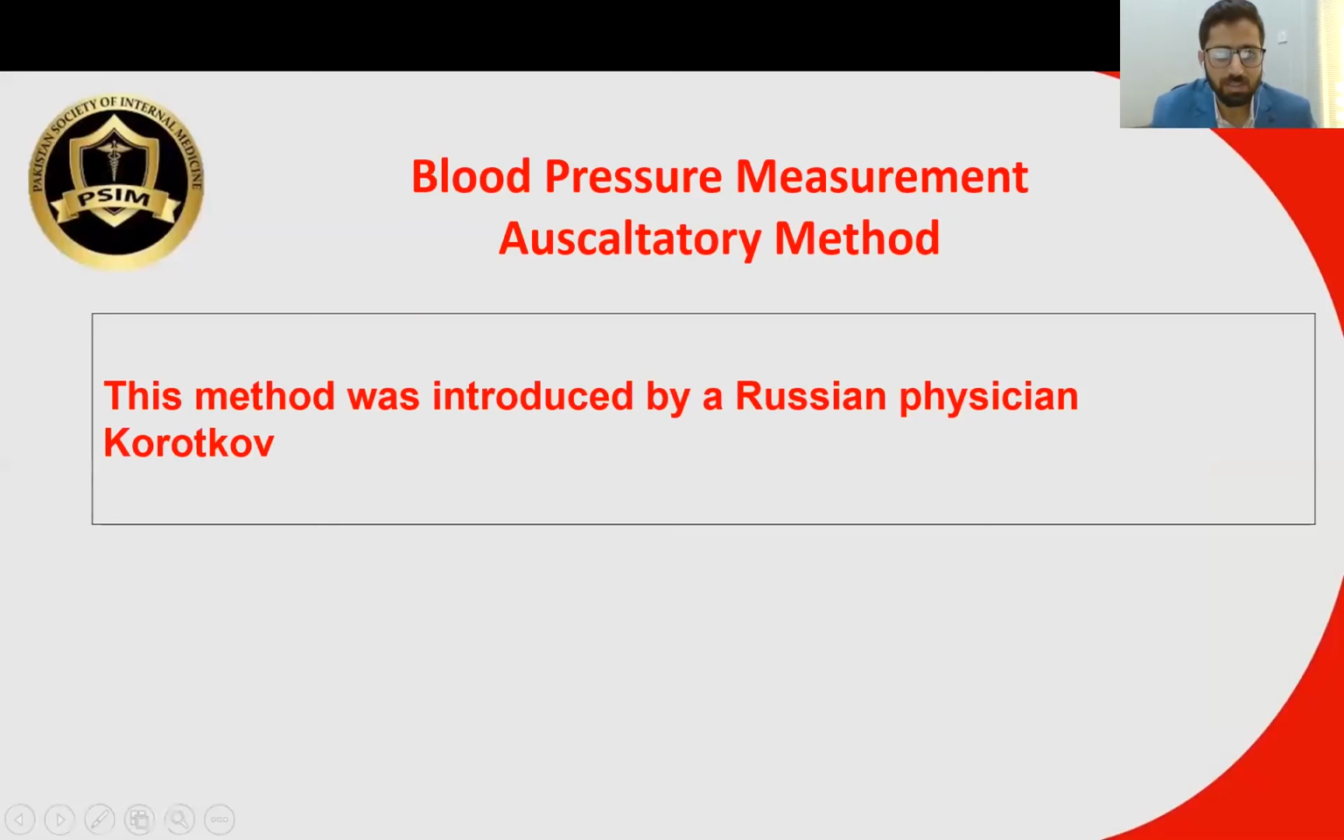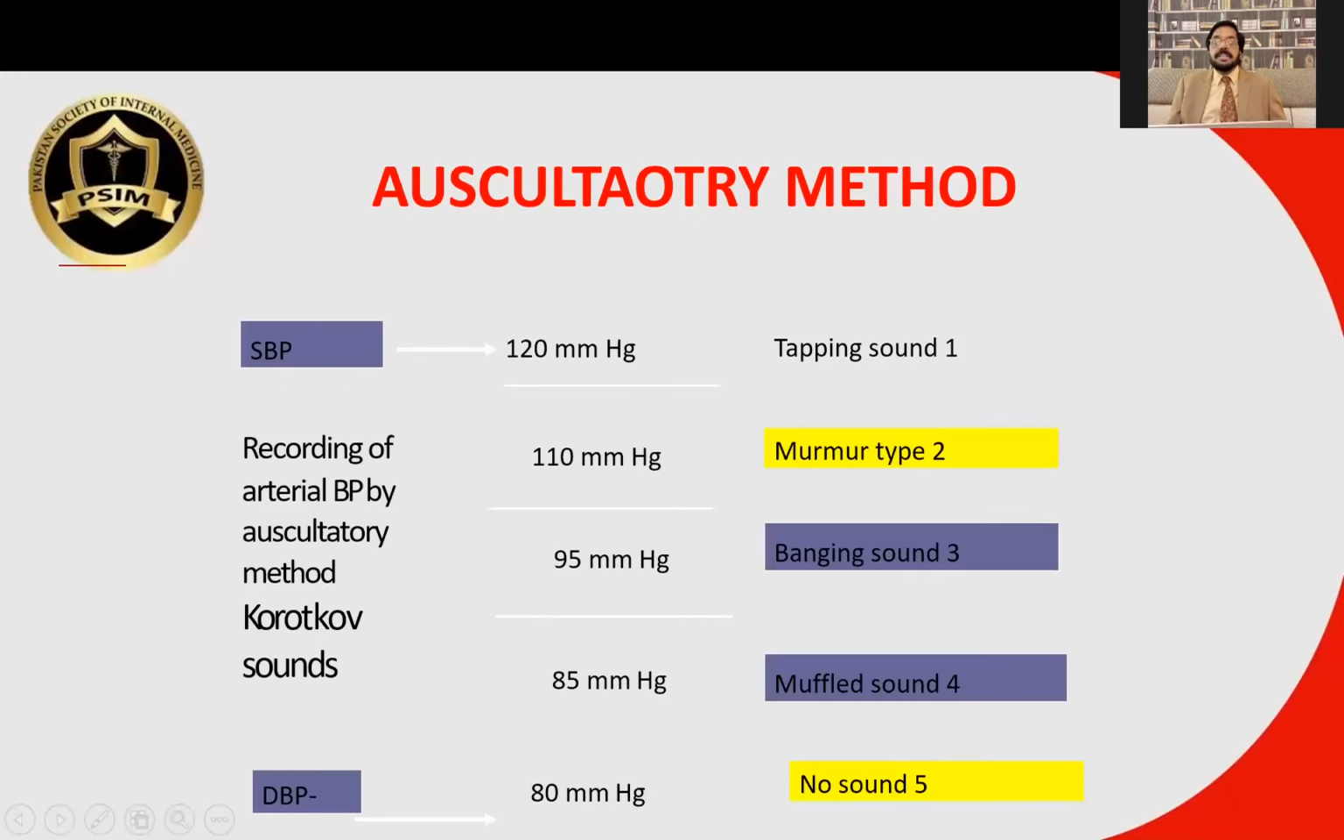Okay, it's all right. So I hope I was able to make the concept clear to everybody that there are five phases, and this is how the Korotkoff sound goes. These can be assumed. Now, heading towards the various phases, when we are thinking about the auscultatory method, so definitely tapping sound, muffled sound, banging sound, muffled, and this is just for the clarity of the concept.